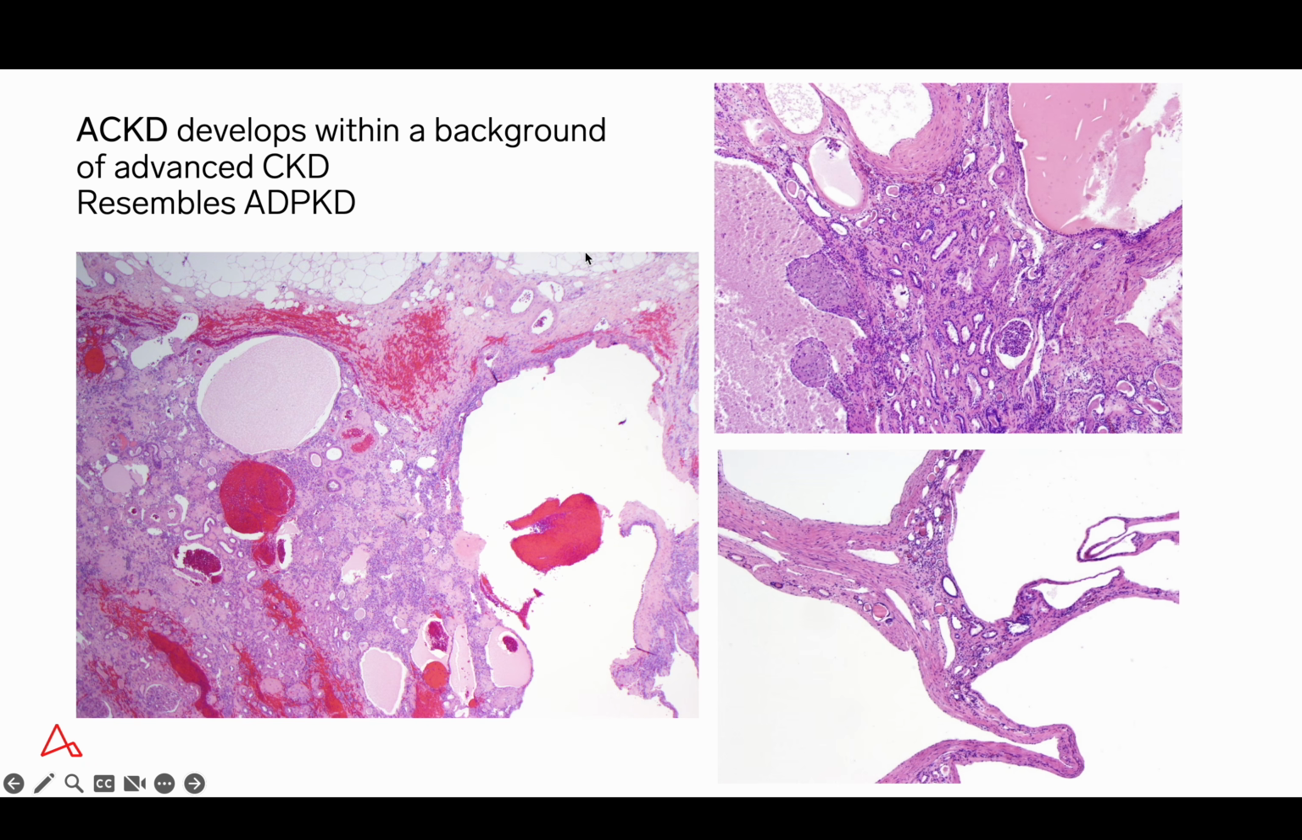Here's another example of acquired cystic kidney disease in which we have variably sized cysts occurring in the background of diffuse nephron sclerosis. And if we look at higher magnifications in these two images on the right, this would be indistinguishable from the appearance of autosomal dominant PKD, although occurring in the context of initial CKD with subsequent cystic transformation.